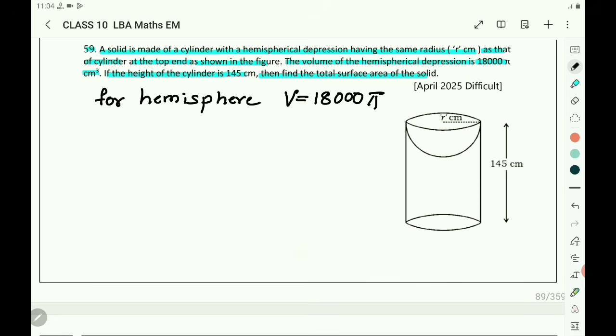18,000 pi. Then what you have to find out? R equals question mark. Then you write the formula for the volume of the hemisphere. That is, volume of the hemisphere is 18,000 pi. By using that, find the value of radius. R equals how much, that you can get here.